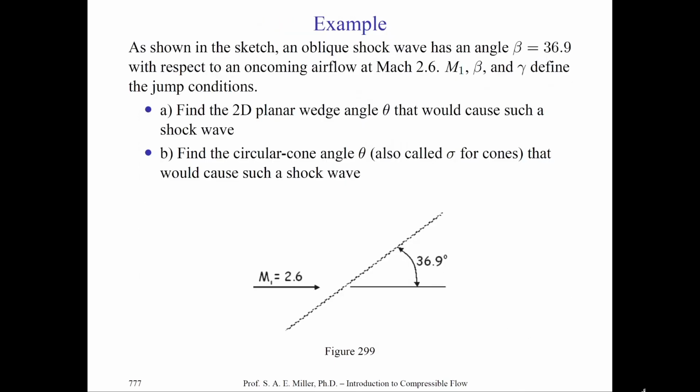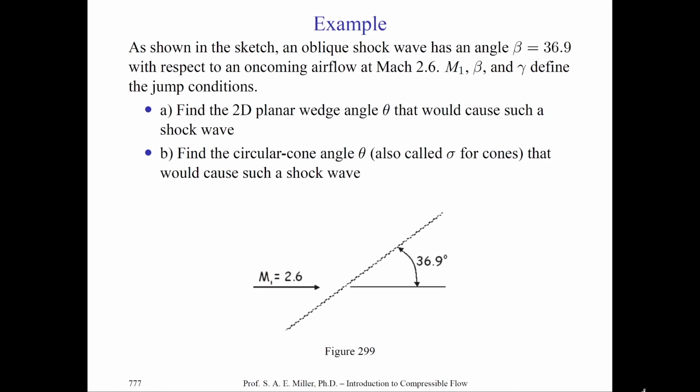Now, at this particular point of the class, I would like you to go through this particular example yourself just to solidify all the points. It's one of the most simple examples between finding the flow between a 2D planar wedge with angle theta and a circular cone with angle theta, equivalent angles. Try and use, of course, the charts for each of these problems because you'll have to solve the theta beta Mach number equation. Here, the shock wave angle will be 36.9 degrees with respect to the incoming airflow, and the Mach number will be 2.6.